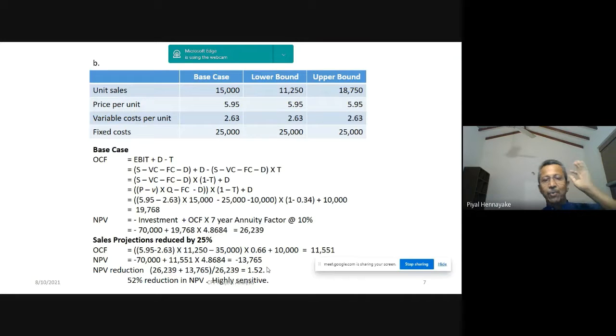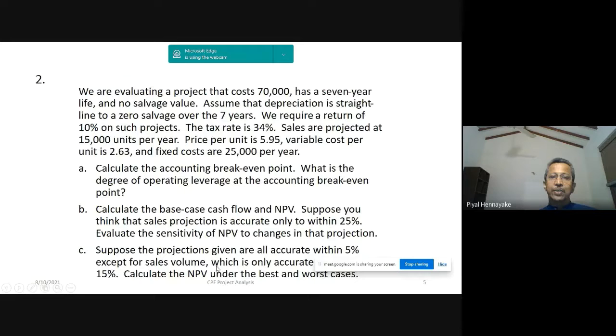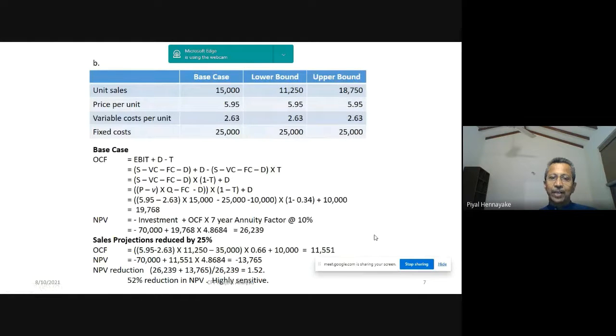Now this type of question was, evaluate the sensitivity of NPV to changes in that projection, right? So I think I wouldn't have explained it to you clearly when I did this type of examples earlier. So we have to see how sensitive NPV is; just calculating NPV is not enough, right?